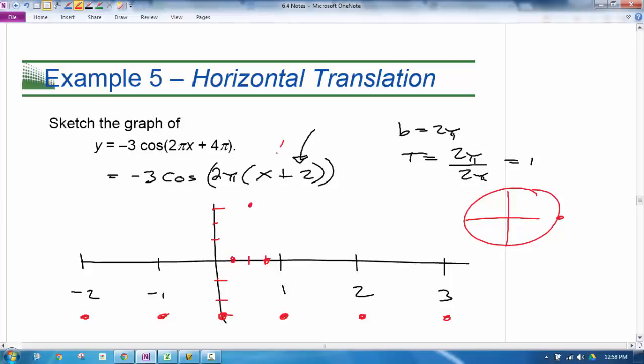Like plug in a half, for example, for x. If you plug in a half for x, it's going to be 2.5, and then times 2 gives you 5. So that would end up giving you 5 pi right here if you plugged in 1/2. And the cosine of 5 pi is over here. And that's -1. So it's going to end up being -1 times -3, which gives +3. So it does give its highest value.